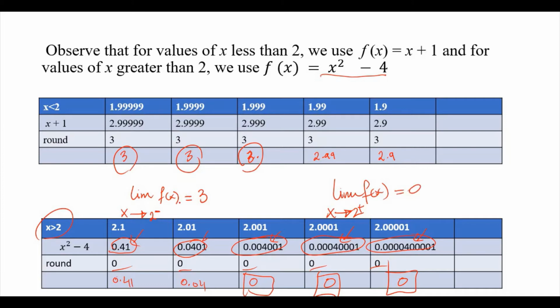Notice how the limit from below does not agree with the limit from above. And that is going to tell us that the limit from both sides does not exist. So the limit from below exists and it's 3. The limit from above exists and it's equal to 0. But those limits do not agree. So that tells me that the limit from both sides does not exist.